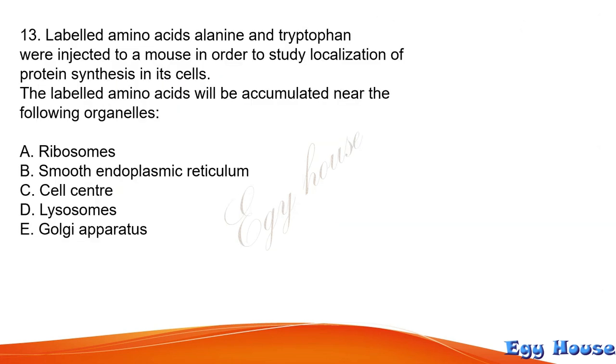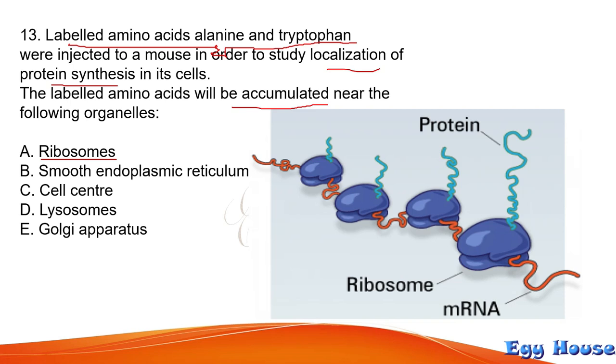The next question. Labeled amino acids, alanine and tryptophan, were injected into a mouse in order to study the localization of protein synthesis. So we should know the localization of protein synthesis. If we label these amino acids, we will find them accumulating in the ribosomes, because the ribosomes are the units where the proteins are getting formed in the translation process.